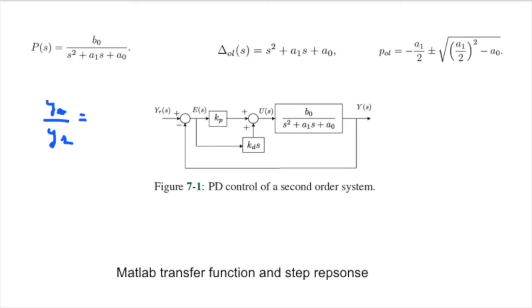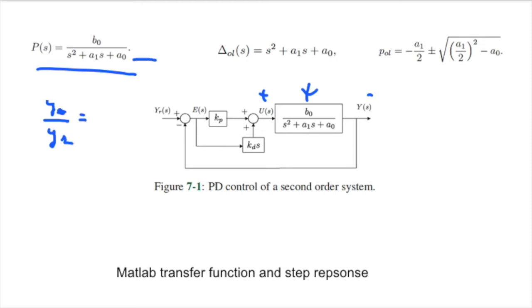So now let's say this is our open loop transfer function, which is a standard B0 over s squared plus A1 s plus A0. That's the open loop transfer function. You give an input, you get an output.